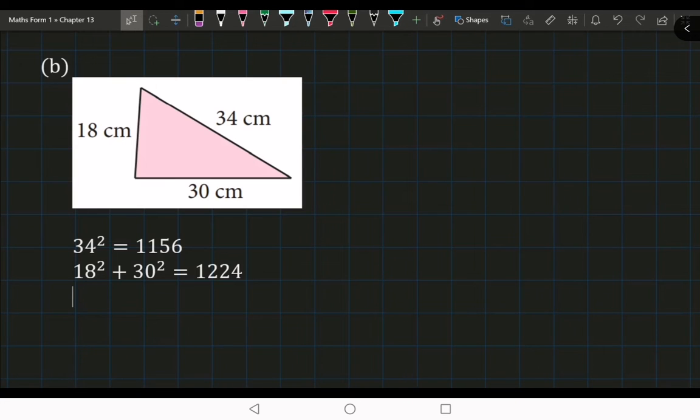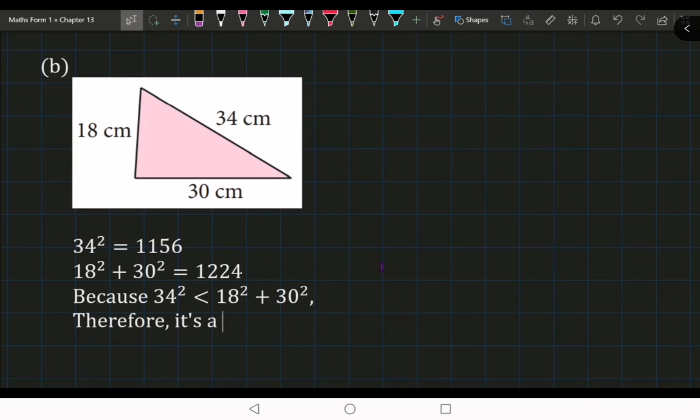That means 34 square is less than 18 square plus 30 square. So what is the conclusion? Therefore, it is acute, because it is smaller. Because the one we consider the largest should be larger, not even less than the sum. Meaning it is an acute angle triangle.